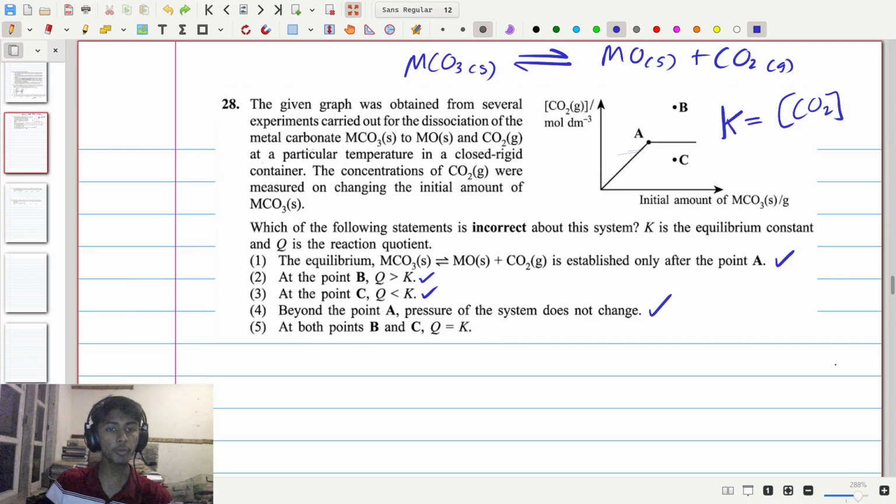Now here 5 is wrong because it says at both points B and C, Q is equal to K, which is contradictory with 2 and 3. And therefore, if 2 and 3 are correct, which they should be, then 5 is the incorrect answer. So the answer for question number 28 is answer number 5.